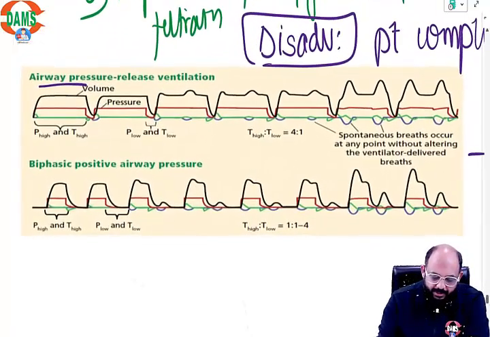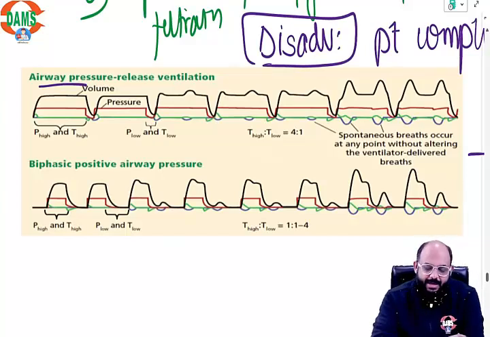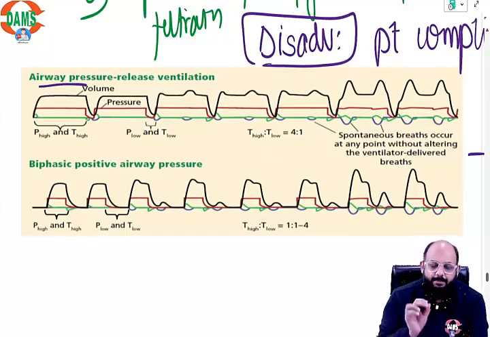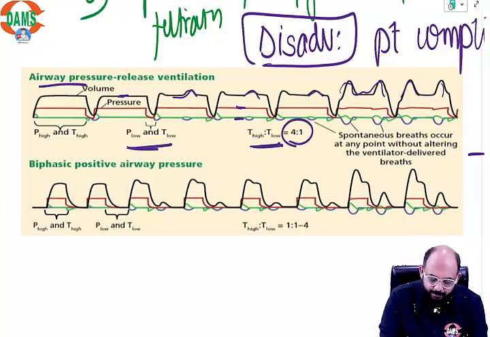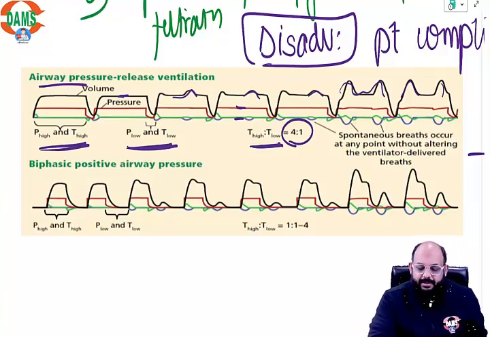Now, if you look carefully, in APRV, you can see that the patient spends a lot of time at higher pressures. Can you see? These are the spontaneous breaths which are at higher pressures. So there is T high and T low, which is usually 4:1, and P low, and this is P high and T high. Spontaneous breaths occur at any point without altering the ventilator delivered breaths.